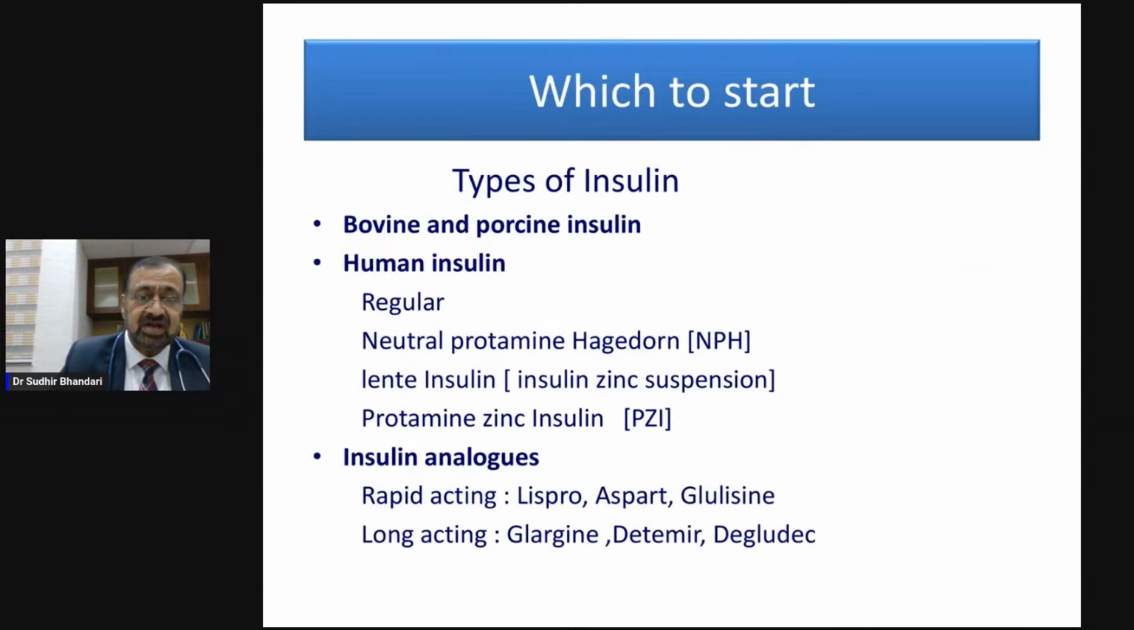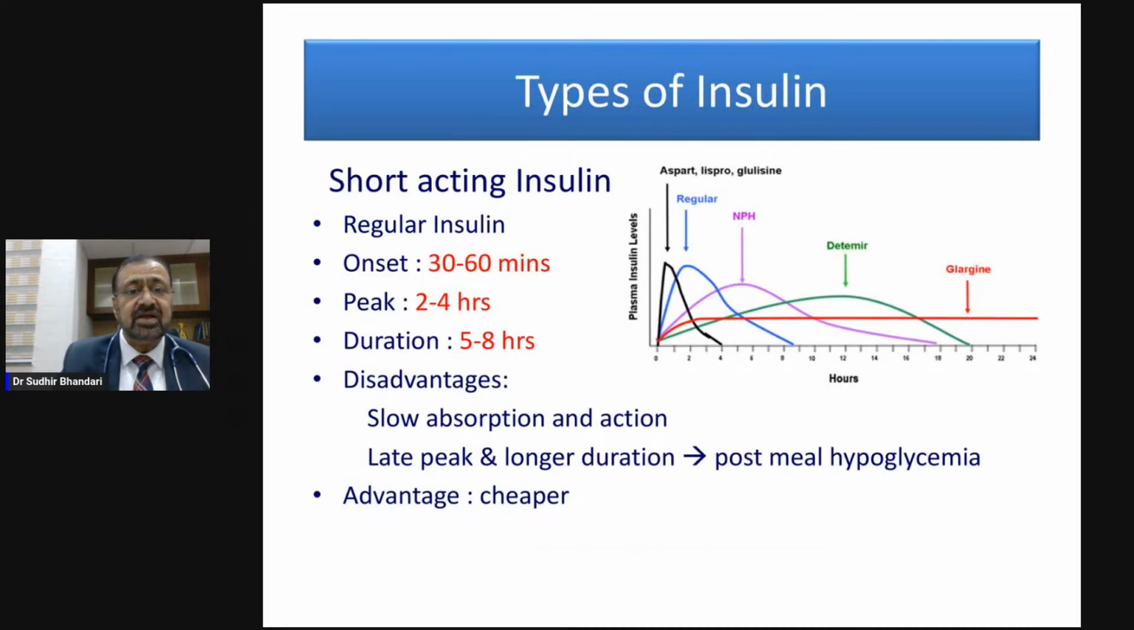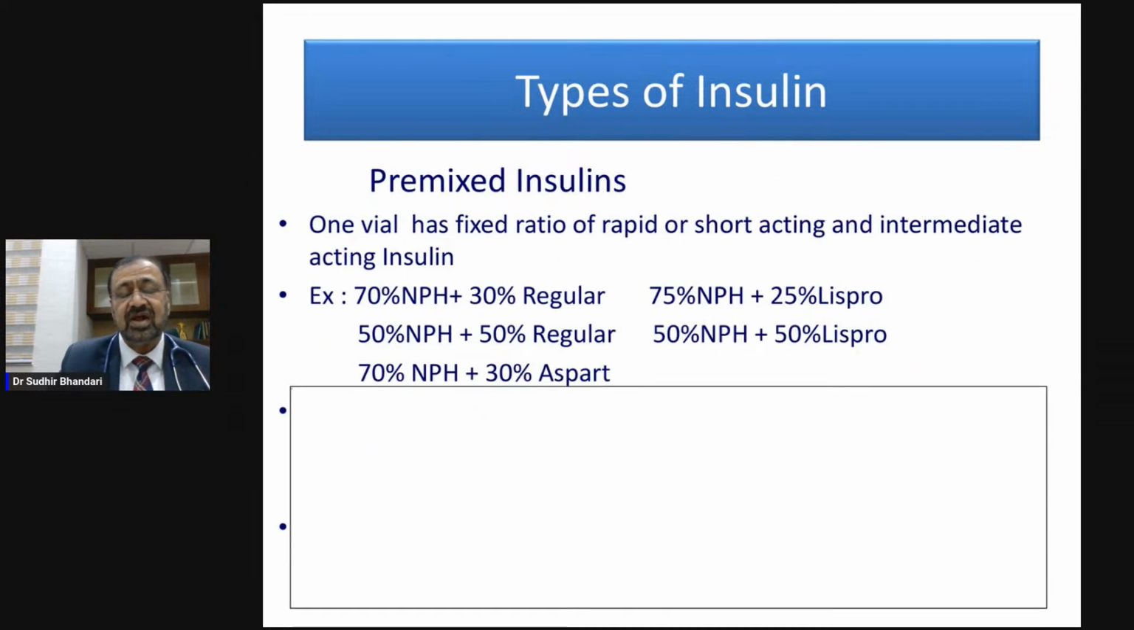So which to start? We'll always prefer the insulin analogs because they are more physiological than human insulin. One needs to have a perfect understanding of short acting insulin, intermediate acting insulin, and long acting insulin. This curve should be imprinted in your mind: short acting insulins work for 2 to 4 hours, intermediate for 8 to 12 hours, and long acting insulin for 14 hours to 24 hours. And we have these days Degludec, which is effective for 42 hours.